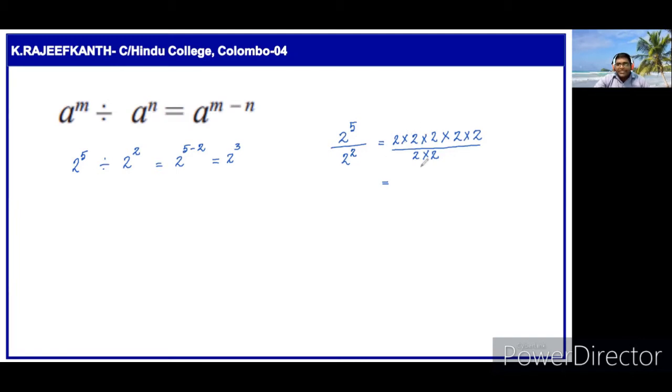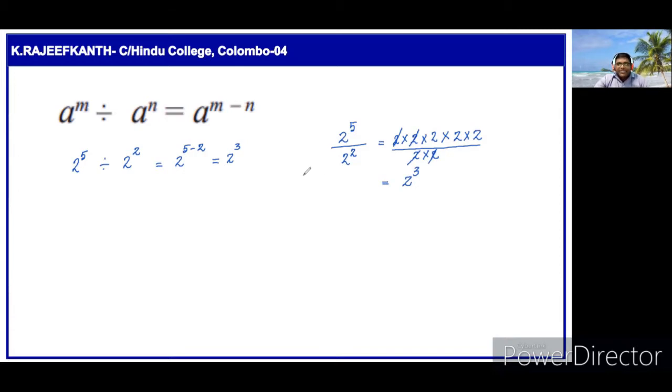So we can cut these two because this 2 is the common factor. So we can divide the numerator and the denominator by this 2. Here there is another 2, so we can divide by this 2 also. Then there will be three 2's remaining. So now we can write 2 times 2 times 2 as a power, that is 2 to the power of 3. Right. Here, already we got the answer as 2 to the power of 3 by using the second law.